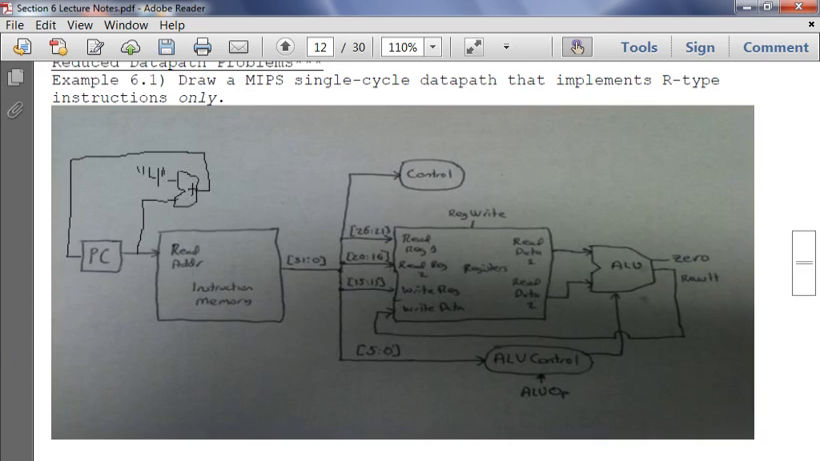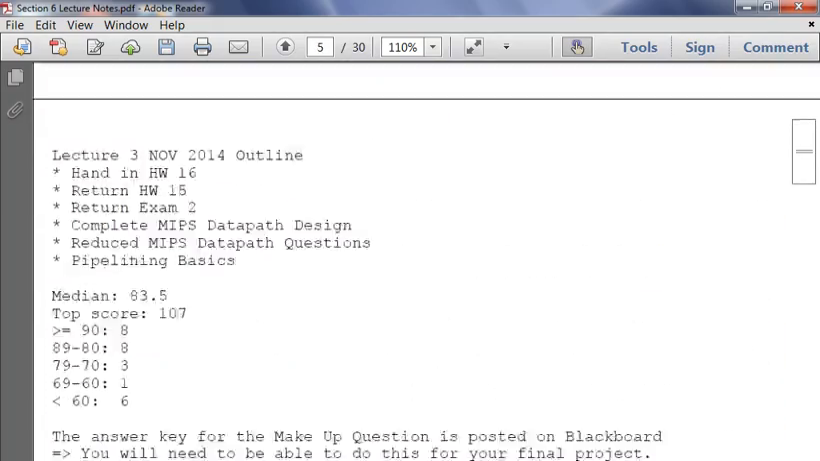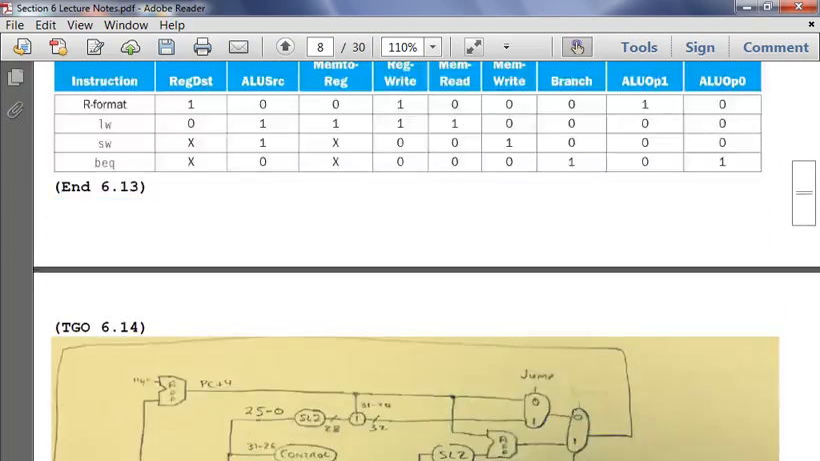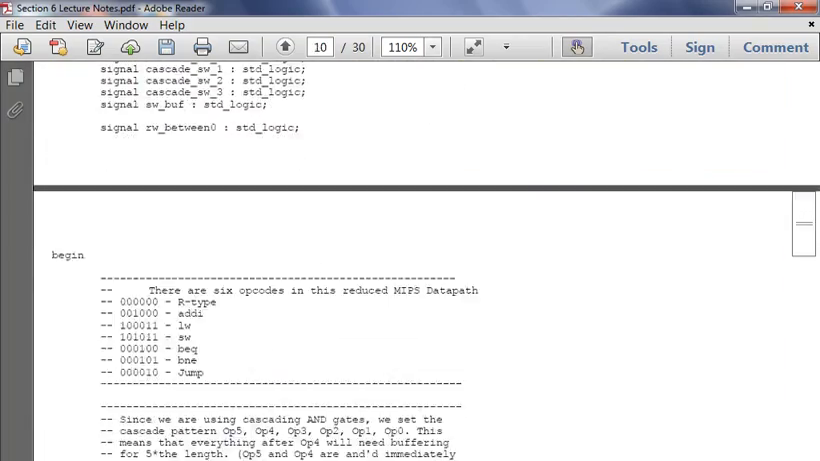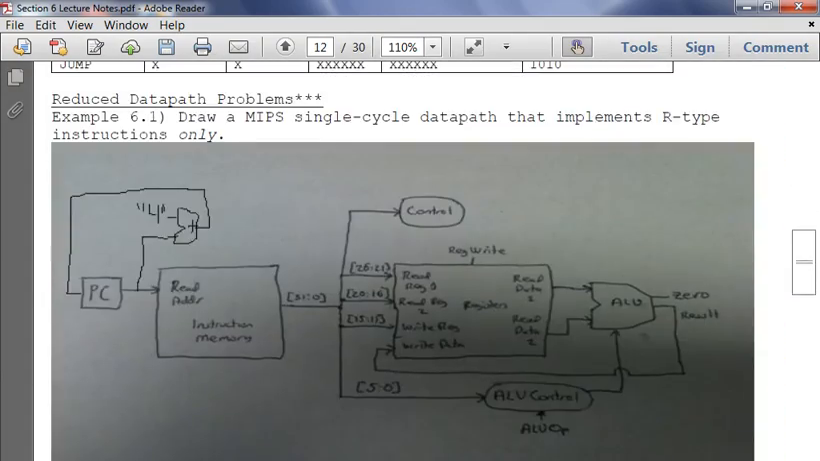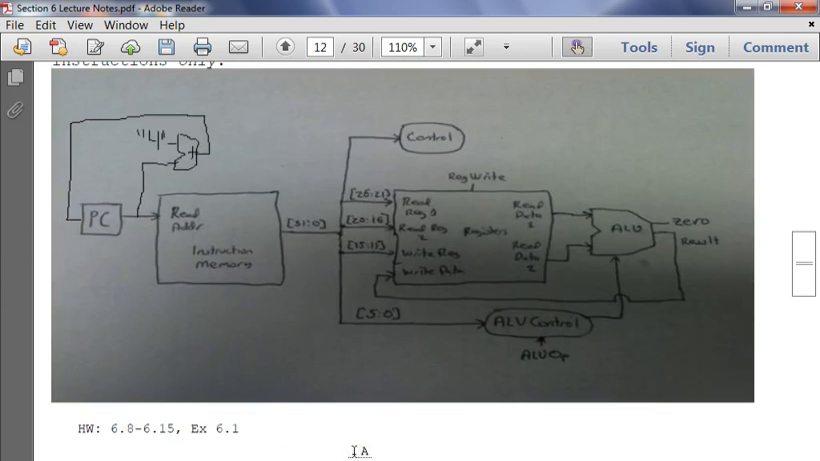So your homework will be 6.8 through 6.16, and example 6.1.